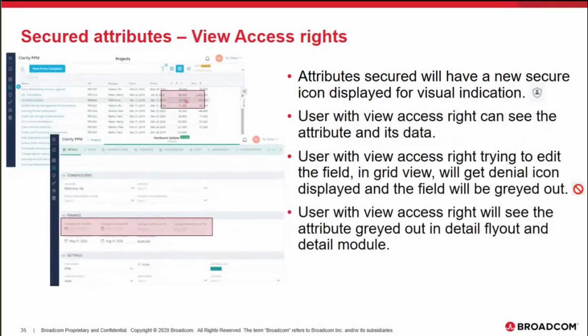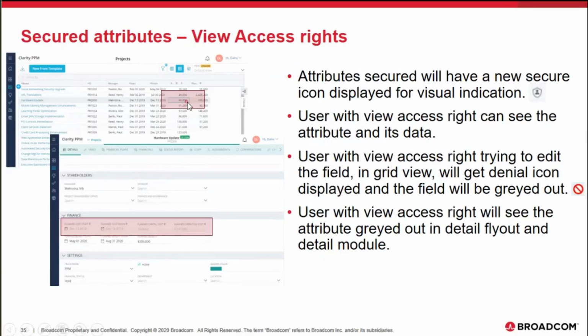If a specific user has only view access rights, then we have two visual displays. The first is the same one, which is that the secured attribute will have this icon displayed on top saying that the attribute is secured. Second, if the user tries to edit that secured attribute but does not have the edit right, then we will display this icon indicating that the user does not have the edit right, but can only see the data. So as you can see in this example, this user only has view access right, and they're trying to edit the financial value, and they're not able to do that.